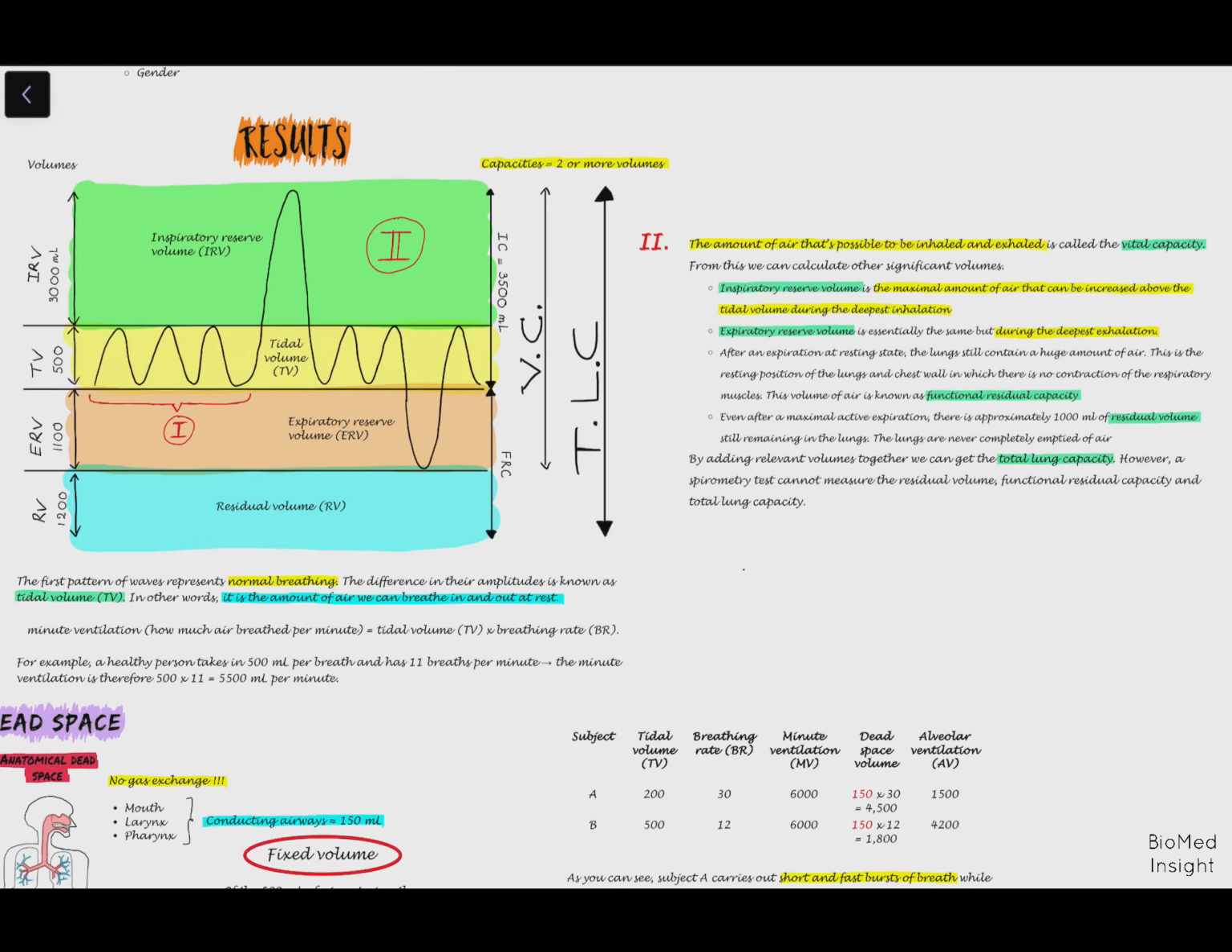After an expiration at resting state, the lungs still contain a huge amount of air. This is the resting position of the lungs and chest wall in which there is no contraction of the respiratory muscles. This is known as functional residual capacity. Even after a maximal active expiration, there is approximately 1,000 ml of residual volume still remaining in the lungs. The lungs are never completely emptied of air. By adding relevant volumes together, we can get the total lung capacity. However, a spirometry test cannot measure the residual volume, functional residual capacity, and total lung capacity.